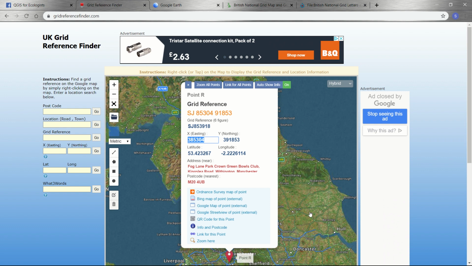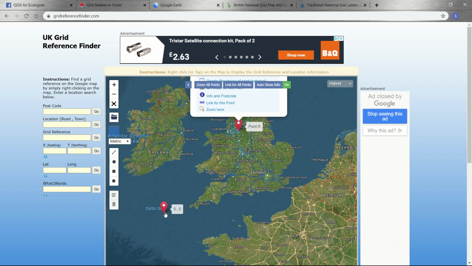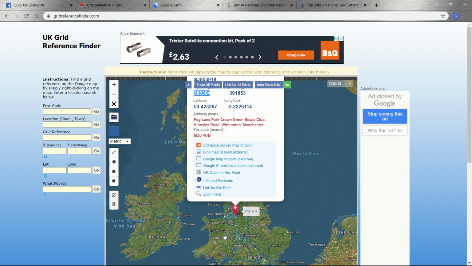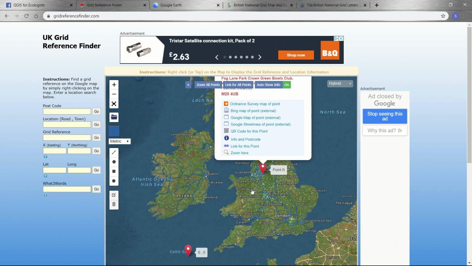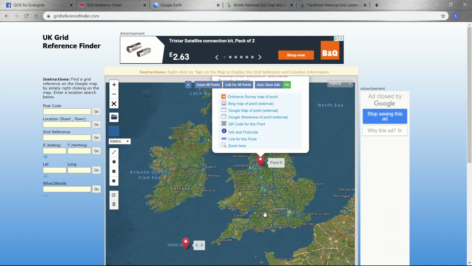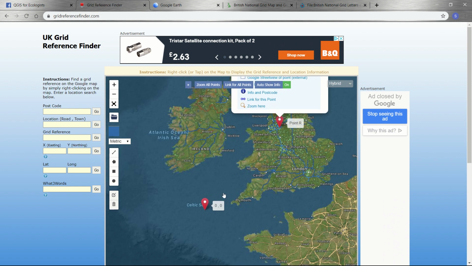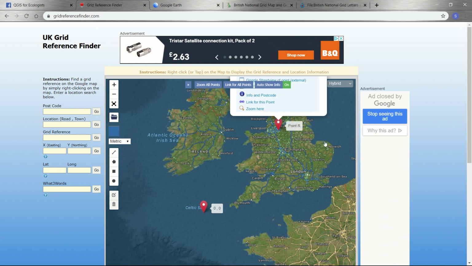So basically what this is saying is this point here is 385,000 meters to the east of the origin of the British National Grid system, which is down here. So if you go 385,000 meters, it'll take you to here, which is in line with that. If you then go 391,000 meters north, that'll put you roughly in line with it there. So it's literally just X and Y coordinates starting from the 0, 0 point down here.